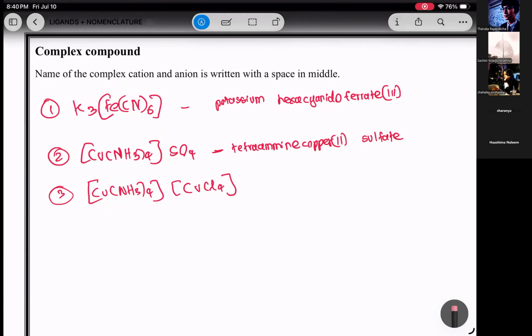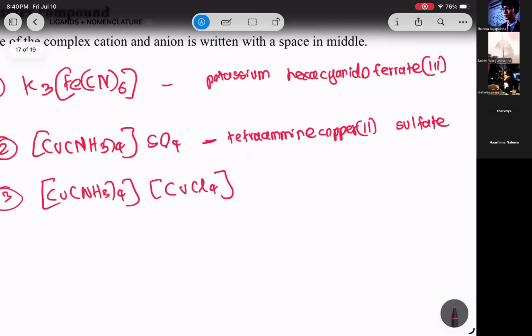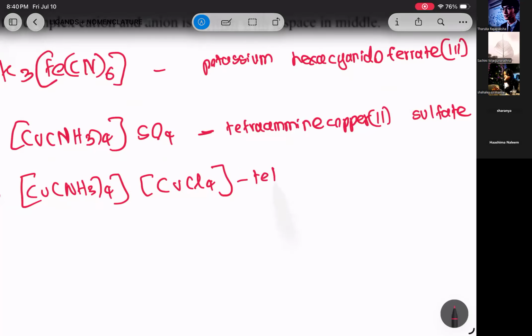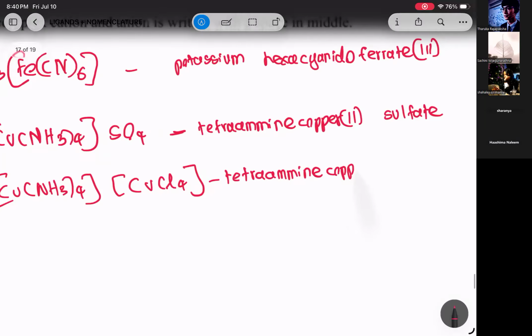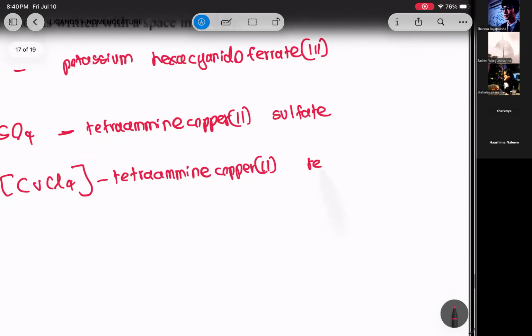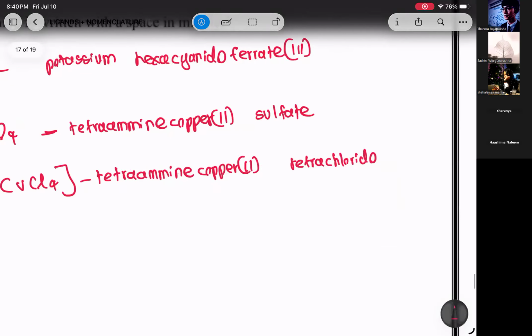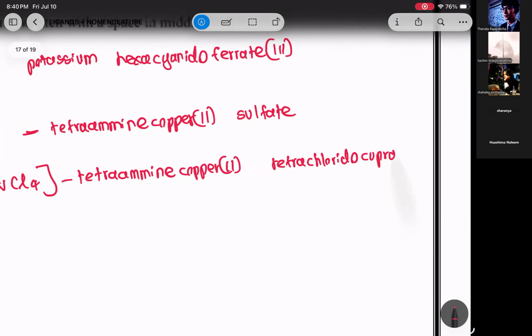Right. So in this case, tetraamine copper 2 tetrachlorido cuprate 2.